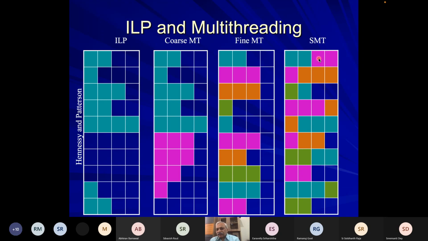But now we are looking at 2 threads. Threads are completely independent. Right here, for example, in the second cycle, you have these 3 instructions from a third thread. Among these, they have to be independent, but across threads, the independence is assured, unless you come to a point where inter-thread communication has to take place.